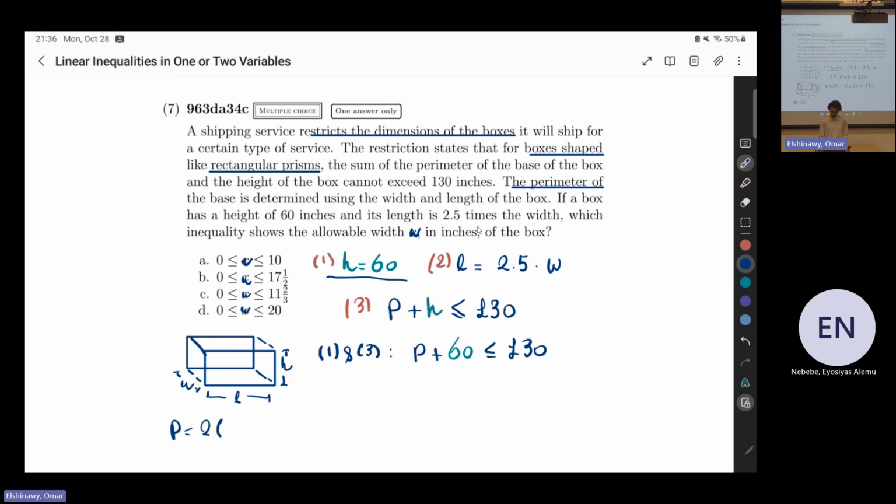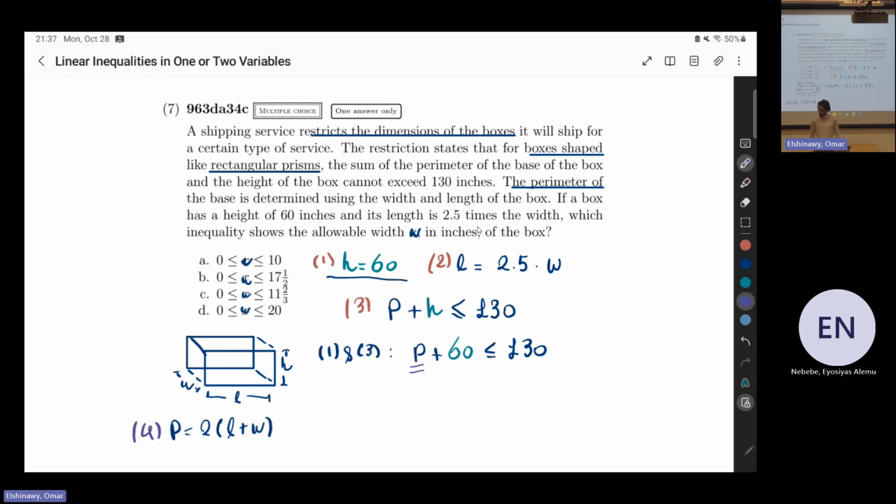What's the perimeter of the base of a rectangle? Yeah, twice the length plus width. I hope this is not the first time you see this. This might be a fourth fact even. But that sounds good. This is what we have.